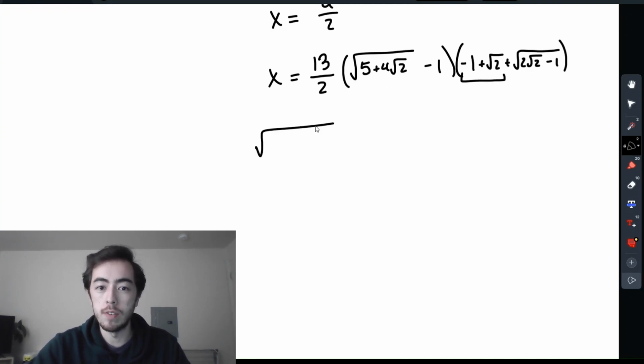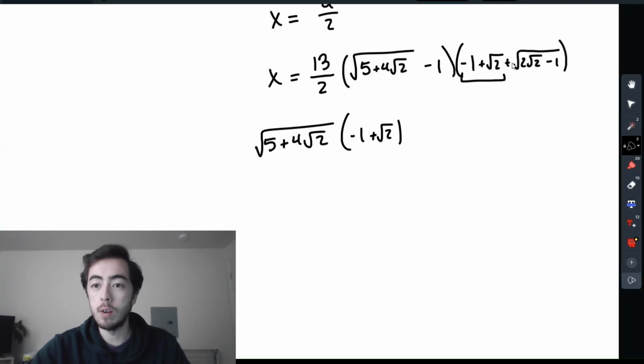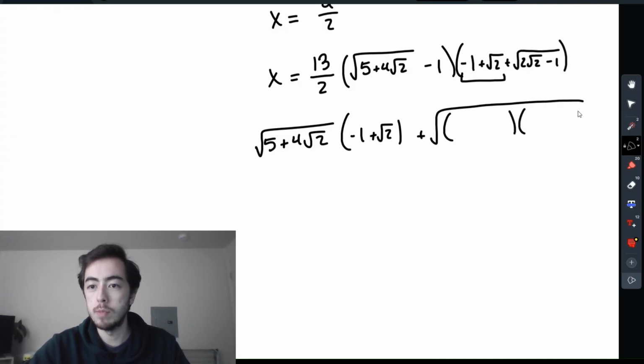So we get the first times the first. So there's that first term, and then here is the second. So these two. And then I'll do the outside terms plus, and then since they're both under square roots, I think I'll combine them. So I'll combine them like this. 5 plus 4 root 2 times 2 root 2 minus 1.